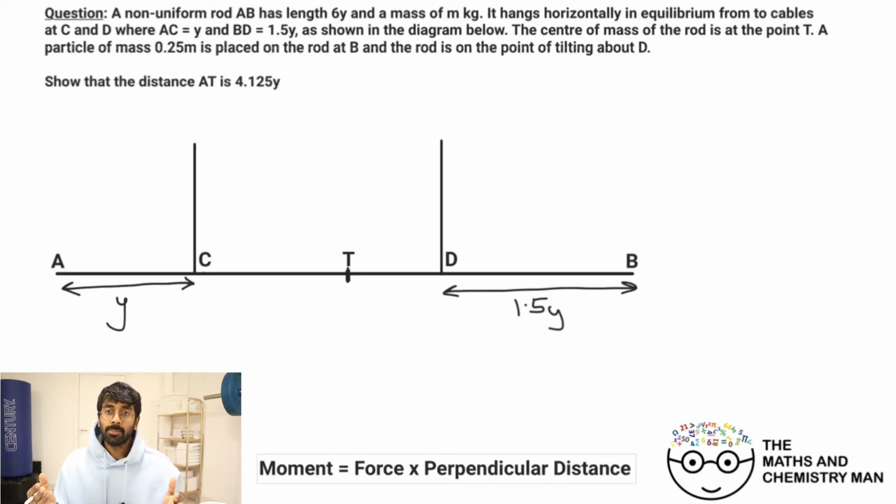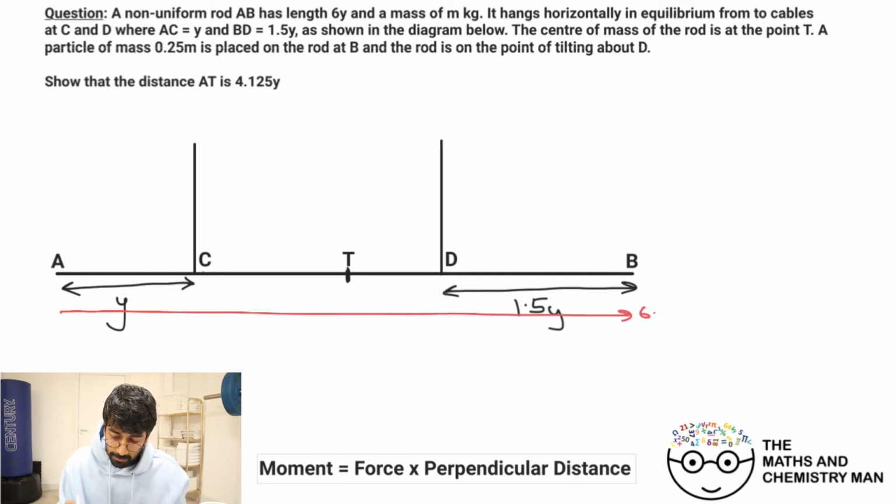Now let's see how we can actually apply it. So we've got a non-uniform rod, AB, that has a length of 6y. Okay, so we'll fill that in. 6y is from here all the way to the end. And it's got a mass of m kgs. It hangs horizontally in equilibrium from 2 cables at C and D, where A to C is y and B to D is 1.5y, because that's all labeled already, as shown in the diagram.